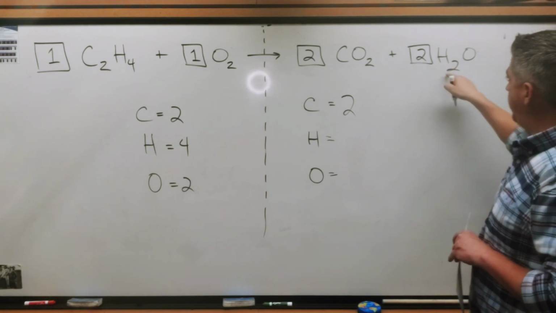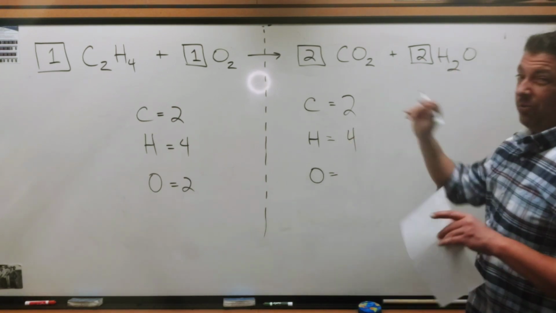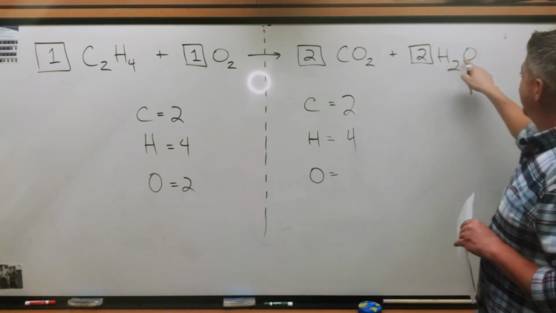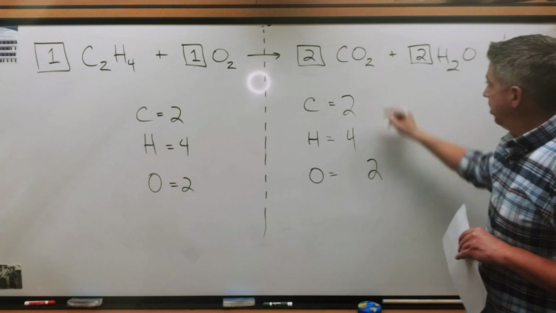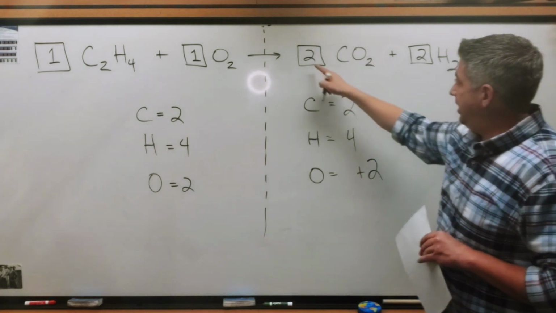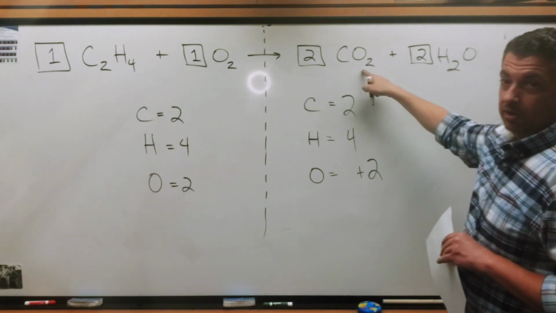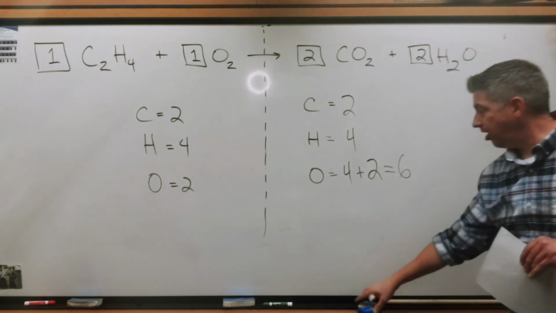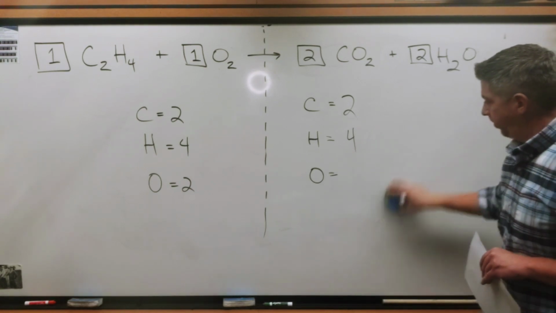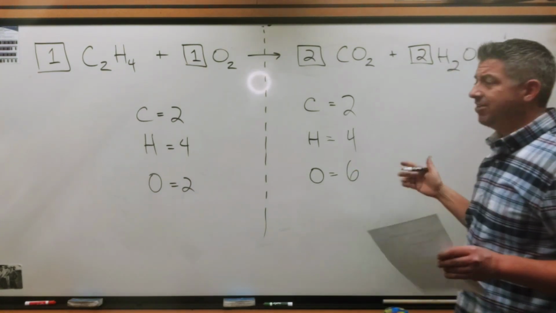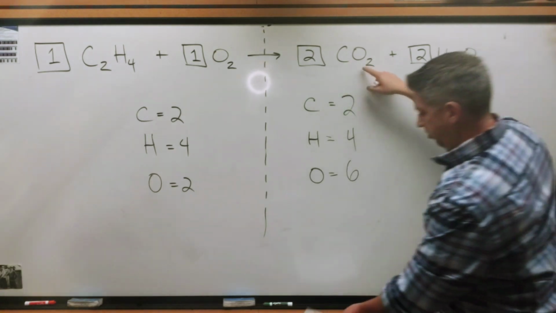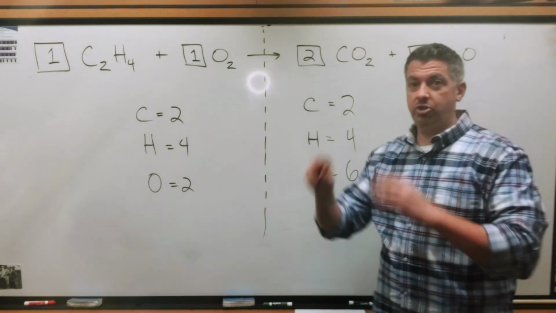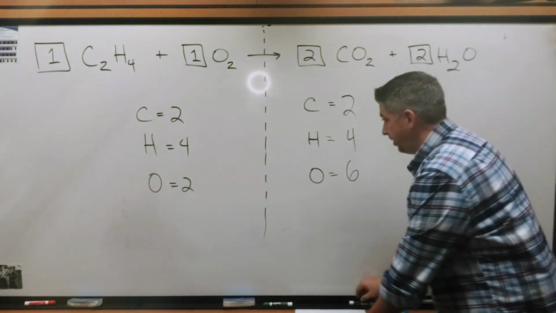2 times 2 H's is 4 H's, but we also change our O's. Okay? 2 times 1 would be 2. Don't forget plus, and we have here 2 times 2 is 4. 4 plus 2 is equal to 6. So we have 6 oxygen. Again, how did I get 6? Because 2 times 2 gives me 4 oxygen. 2 times 1 is 2. 4 plus 2, we get 6 right here.